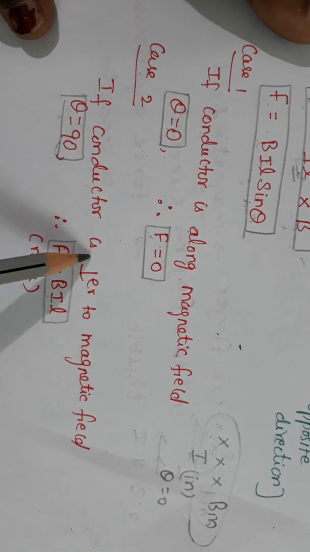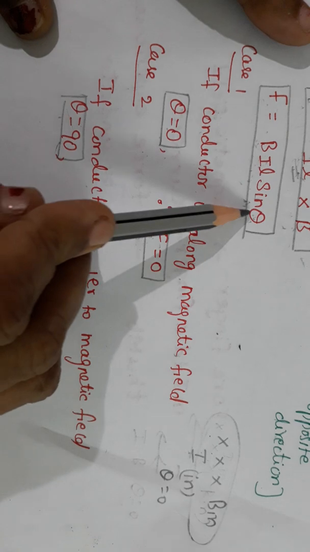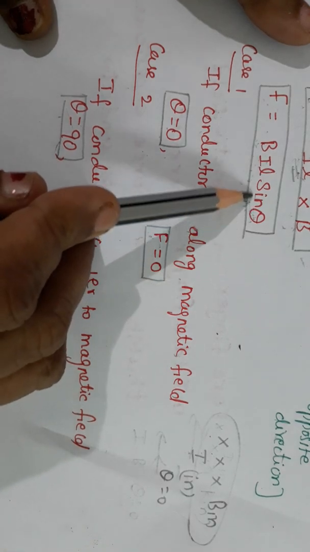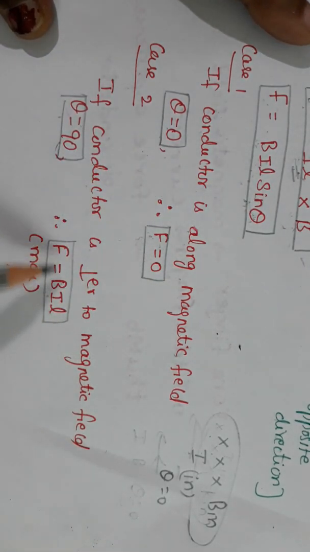But if the conductor is perpendicular to the magnetic field, theta is 90 degrees. If you put 90 here, what will you get? Sin 90 is 1. So F is equal to BIL. Force will be maximum. Right, children?